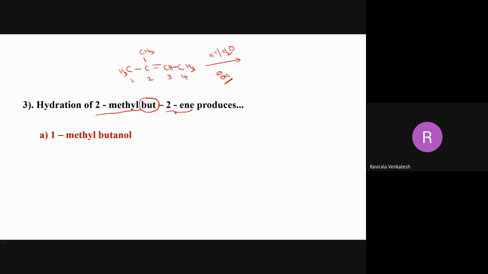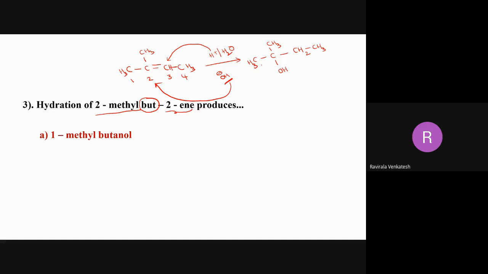The negative part attacks the double bond carbon which is having fewer hydrogens or no hydrogens. Now which is having less or no hydrogens? Second. OH must be added on the second carbon and the H plus will be added on the third carbon. So you are going to get the structure like CH3, CH3, CH3. Here you get the OH and here the hydrogen, that is CH2.